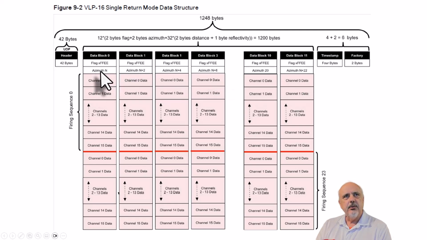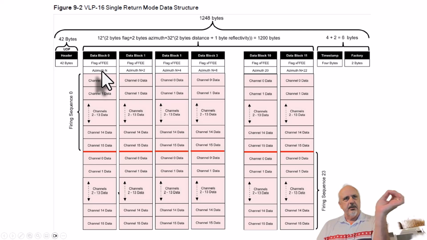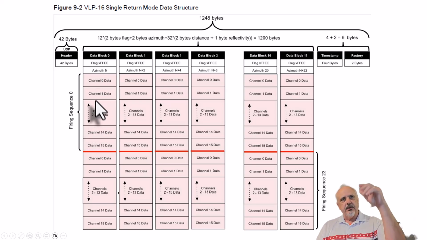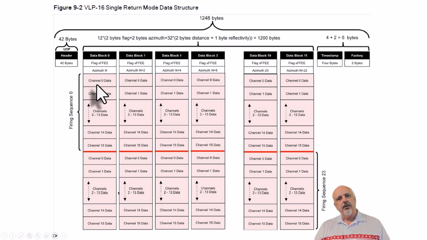Okay, so you'll see azimuth N, and there'll be a flag. Let's look for a flag that's going to be Foxtrot, Echo, Echo. So we're going to see a flag that delineates the beginning of this data block. And then there's going to be an azimuth. And then we're going to start getting this firing sequence, or we're going to start getting data. It's going to be range to target coupled with the reflectivity. Okay, so let's see what that looks like.